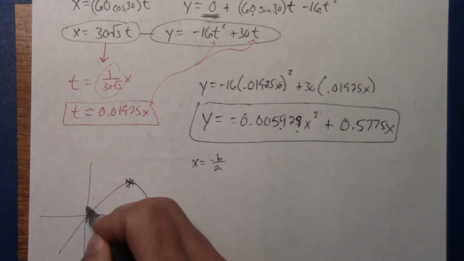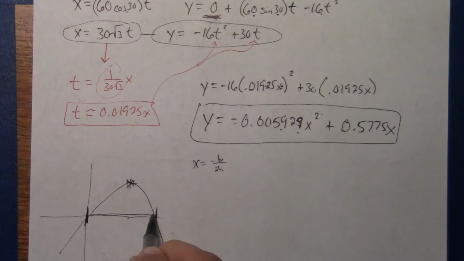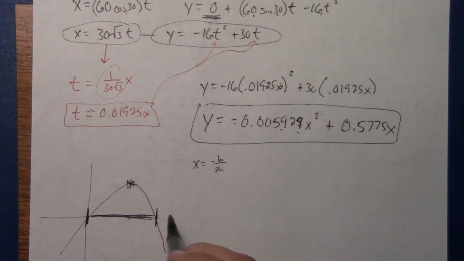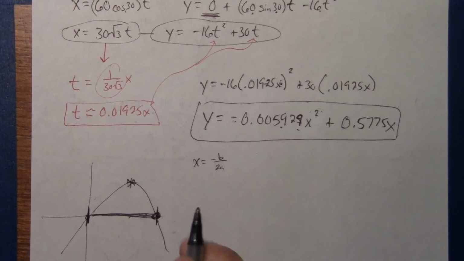So the range would be, if I launched it here, how far does it go before it hits the ground? What is that distance? Basically, I'm looking for the x-intercepts. I know this one's 0, 0. I just need to know what that one is. And then whatever that x-intercept is, that's the distance, since the x value here is 0. So that's what we're looking for.